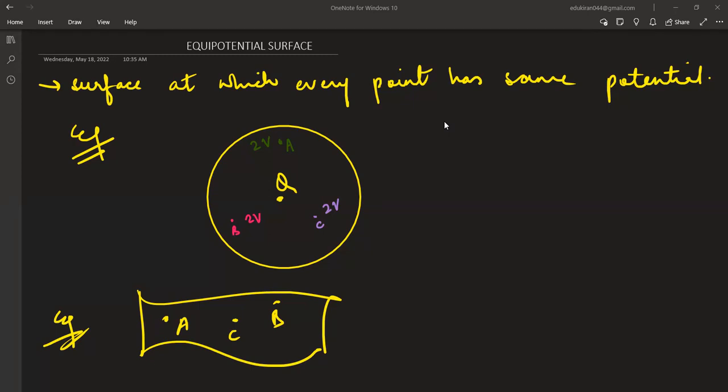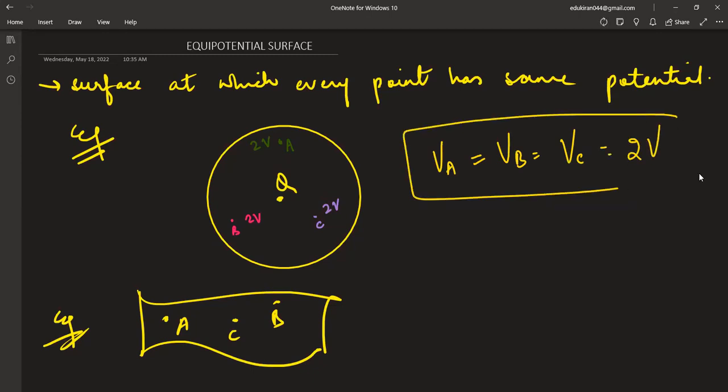It's not difficult. Equi means what? Equal. Potential, you already know. So equal potential surface means a surface which has equal potential all the time. So VA is equal to VB is equal to VC, which is equal to 2 volt. Suppose this is a surface. So at every point I'm taking it as 2 volt. So this becomes an equipotential surface.